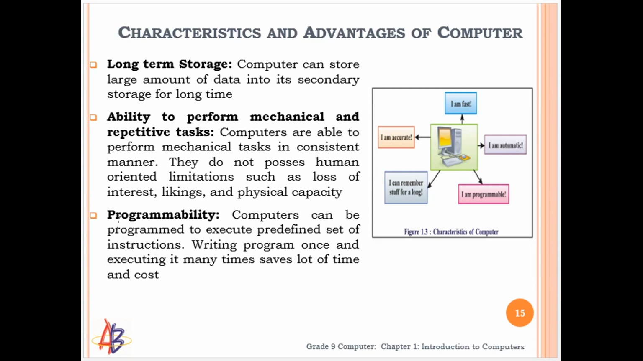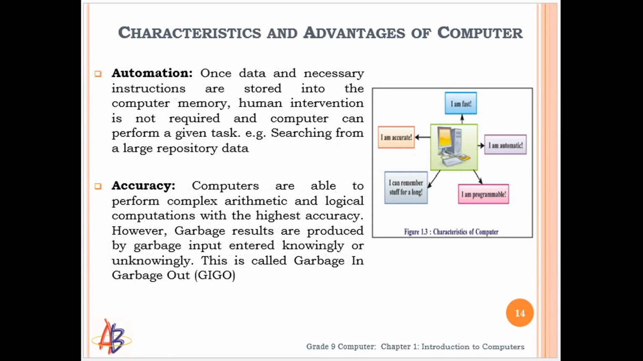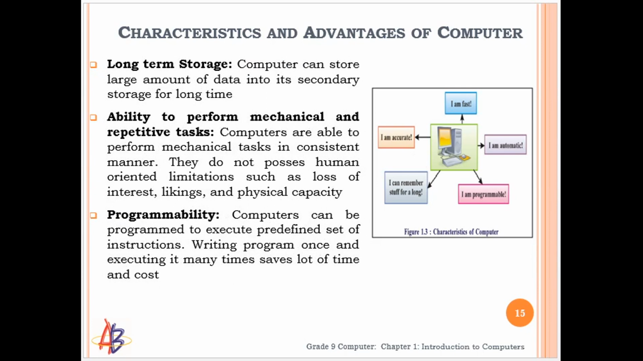Okay. Last one, that is the programmability. The program once written can execute many times, and in this way we can save a lot of time. So these all are the characteristics of computer. So again revise, first thing is automation, second thing is accuracy, third thing is long term storage, fourth one is ability to perform mechanical as well as repetitive tasks, and final, that is programmability.